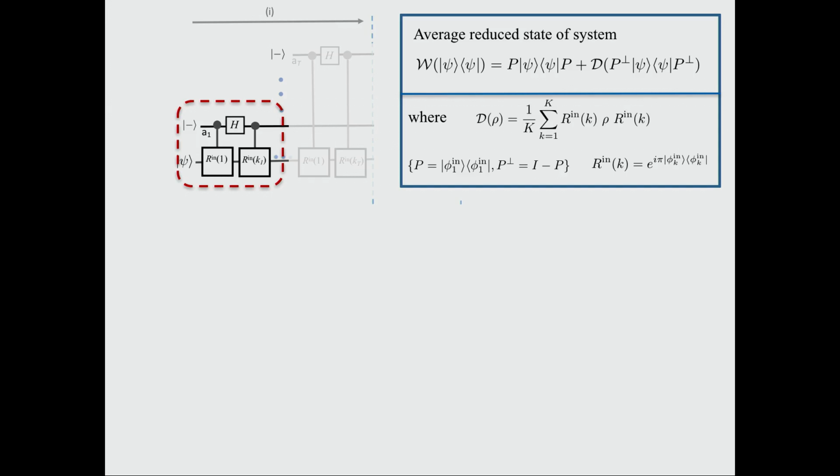And to formalize this intuition, it's useful to think about what's happening from the point of view of the system, the reduced state of the system, when I trace over this ancillary qubit, and when I average over this choice of random integer k. So then you can easily argue that what's happening from the point of view of the system is described by a quantum channel, W, which is basically described by this process. First, you do the projection P, which is basically the projection to a state phi 1 in, or to the orthogonal subspace. If you are in the state phi 1 in, the state remains unchanged. If you are in the orthogonal subspace, you apply this random unitary channel D. So the random unitary channel D is basically the process where you apply one of these random reflections with equal probability.